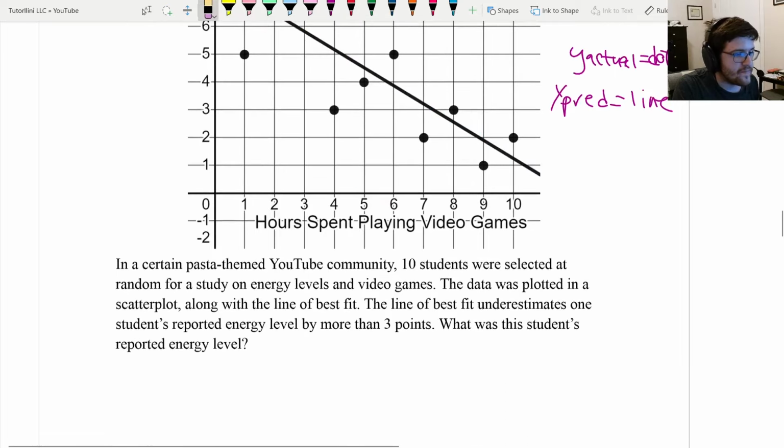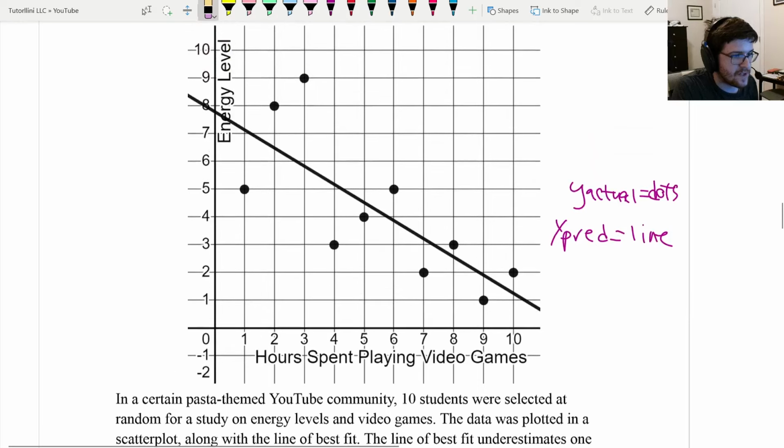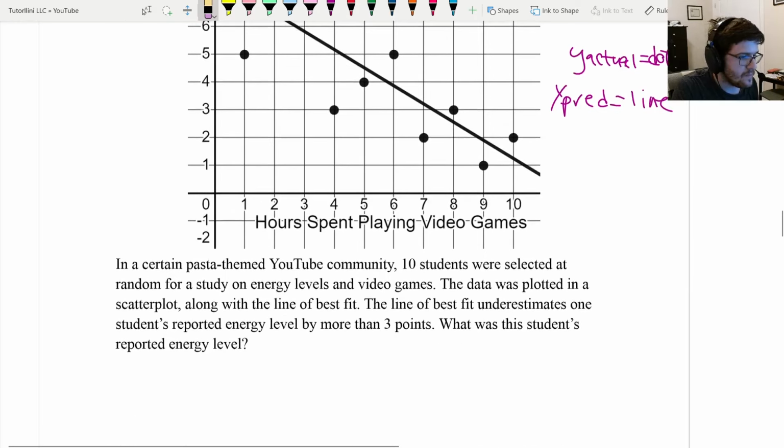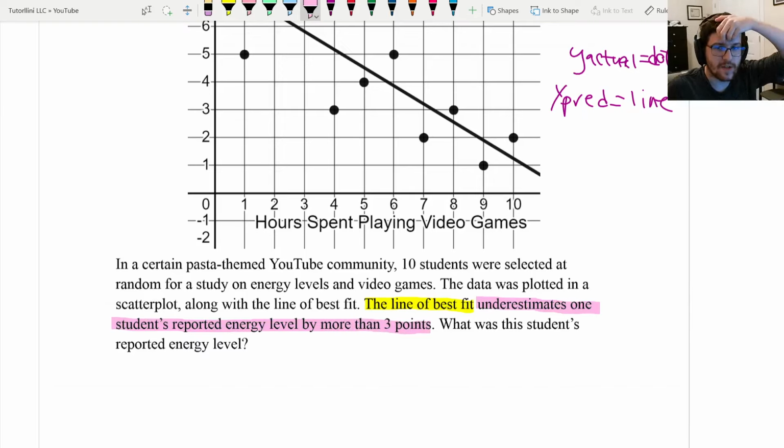All right, anyway. So this one says there's 10 students. That just means there's 10 dots, which there is. And it says the line of best fit underestimates one student's reported energy level by more than 3 points. So underestimate is, by the way, the one student is a dot. That's an actual student. So underestimate means the line, which is your prediction, your estimate, is underneath that student by more than 3.